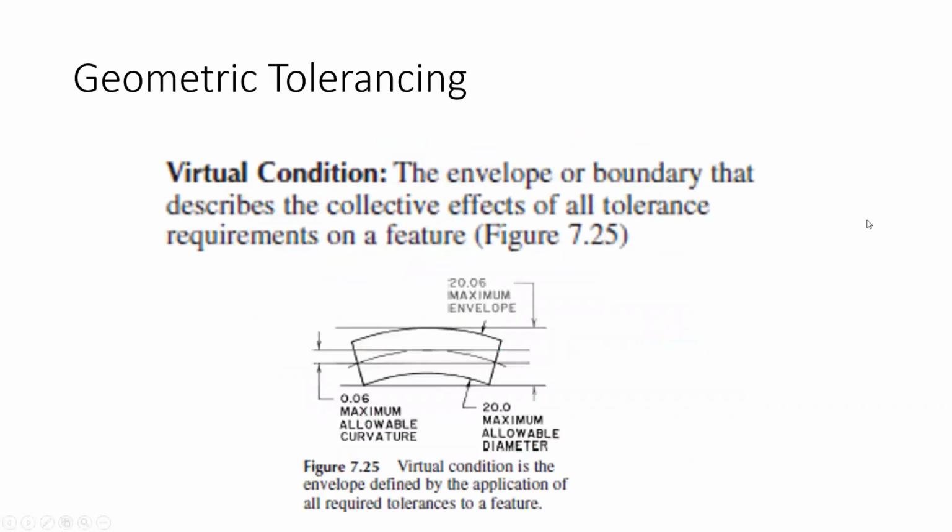So another term that I kind of want you to understand is this virtual condition. And this is the whole thing that we're trying to do with this geometric dimensioning and tolerancing: virtual condition, which is the worst case scenario that's still acceptable. Okay. So in this example, we've got this round bar, think of it as like a shaft.